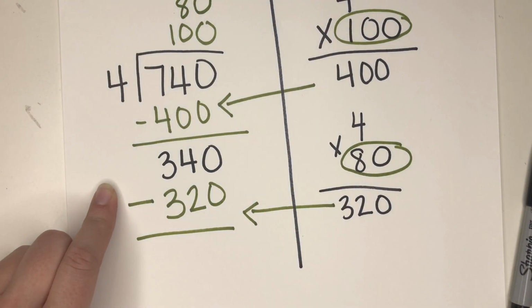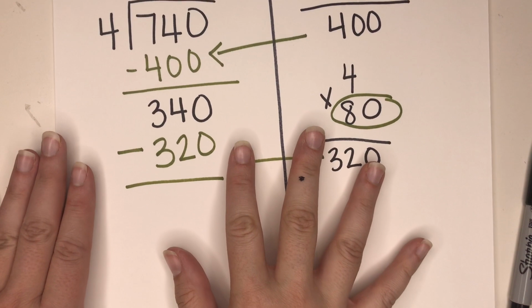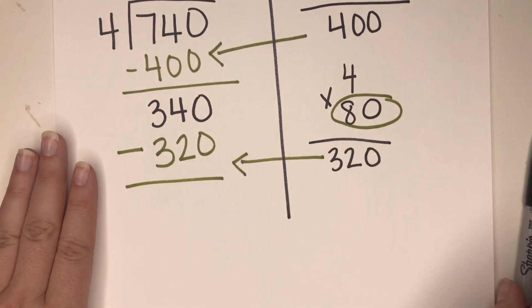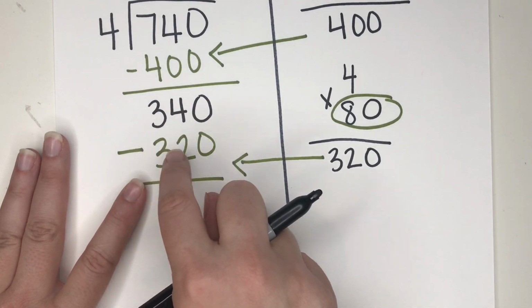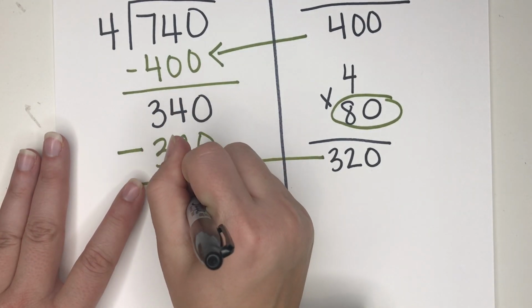Again, this is expanded notation. It's very much like our older algorithm math that we were taught when we were younger, except that we break it into place values and then add them all together at the end. So now I'm ready to subtract here. 340 minus 320 gives me 20.